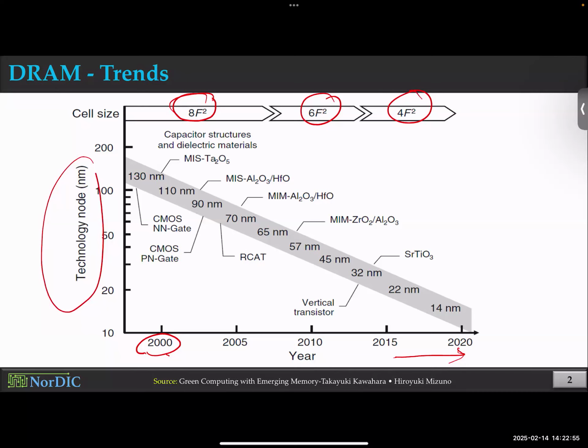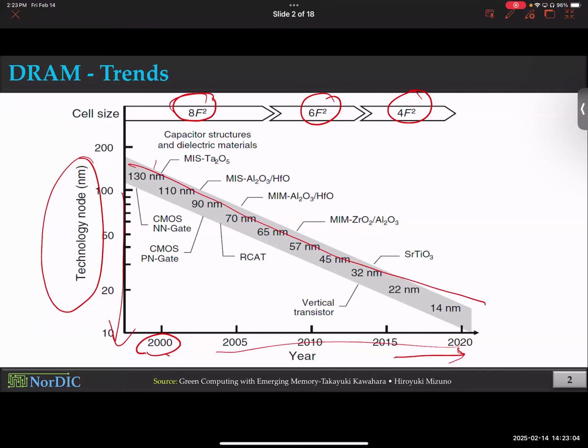Notice, this is technology node. The smaller, the more advanced. We are making the transistor smaller, as you can imagine. So with years, we are getting to smaller transistors. And these are all technology nodes, 130 nanometer to 22 nanometer to 14 nanometer. We are now dealing with 3 nanometer and below that, okay?